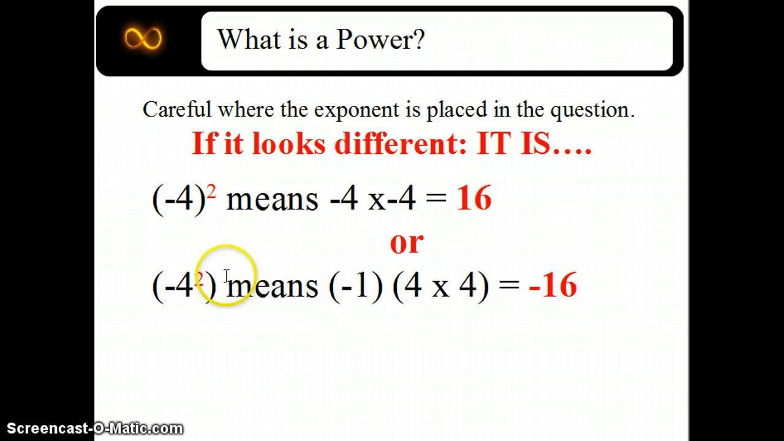All the laws that we're going to deal with in this unit have to do with whether the bases are the same. In this situation, the bases are not the same. The base here is negative 4. And the base in this question is a positive 4. Even though this negative is out in front, this 2 only touches the 4, so it counts as 4 times 4 positive numbers. Be very cautious when you're dealing with bases.